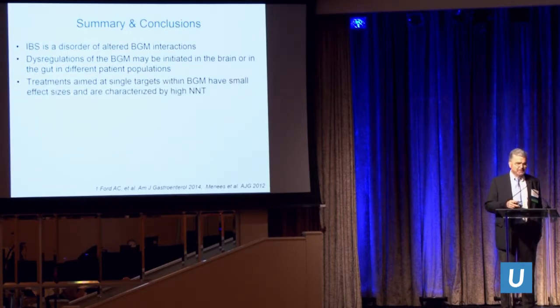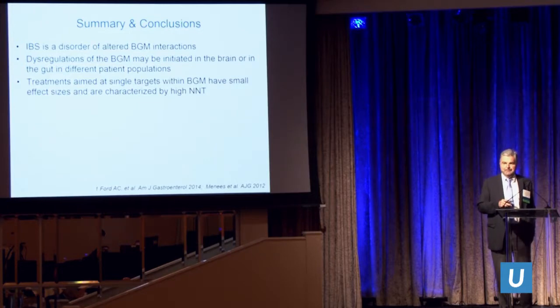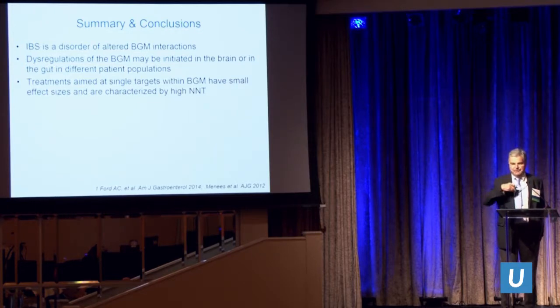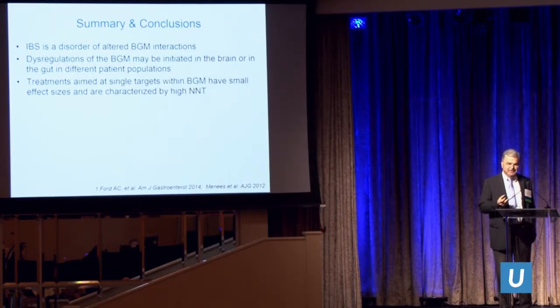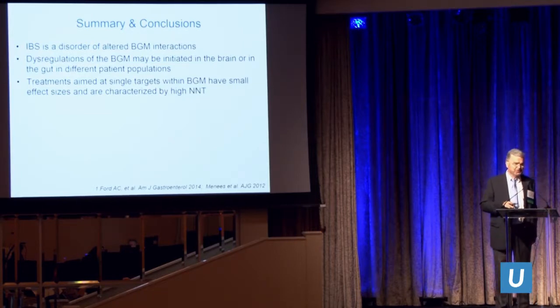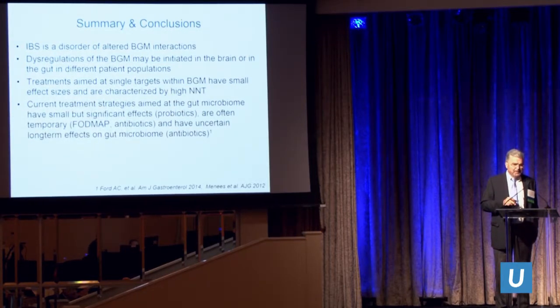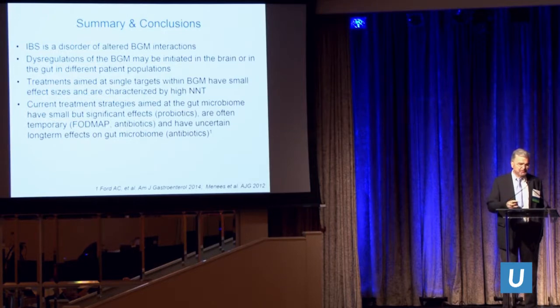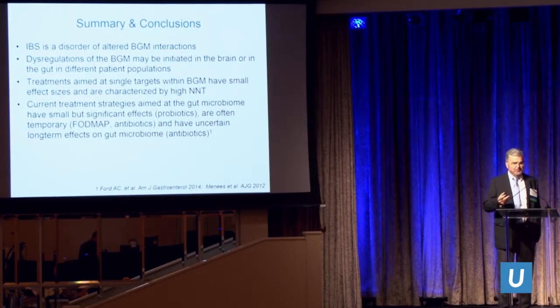Treatments aimed at single targets within the brain-gut microbiome axis have small effect sizes and are characterized by high NNT numbers, and we have certainly experienced this over the last 40 years with many of the developments, or attempts to develop, novel drugs. Current treatment strategies aimed at the gut microbiome have small but significant effects in terms of probiotics. They're not dramatic, and they differ between different patients. Some are often temporary, like the FODMAP diet or antibiotics, and have uncertain long-term effects on the gut microbiome, particularly antibiotics.